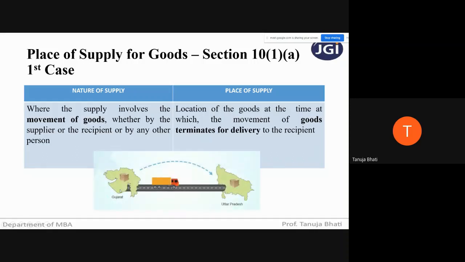So let us understand this. From Gujarat, the goods are moving to Uttar Pradesh, and Uttar Pradesh is the last destination in which the goods are to be delivered to the recipient. So Uttar Pradesh will be the place of supply, because there is a movement. And in case of movement, the provision says that the place of supply is the location of the goods where the movement terminates for delivery to the recipient. Terminates means comes to an end.